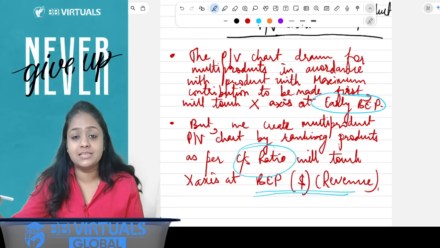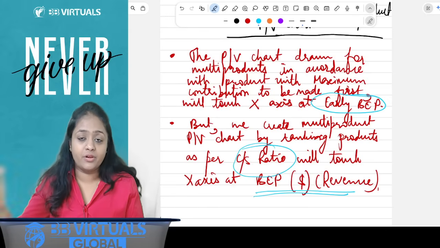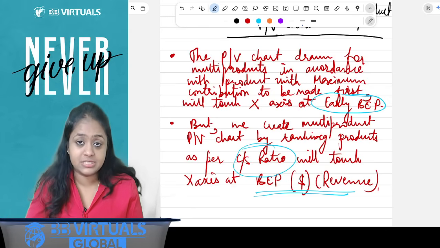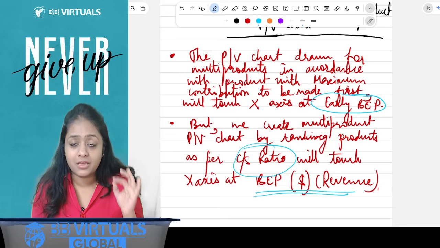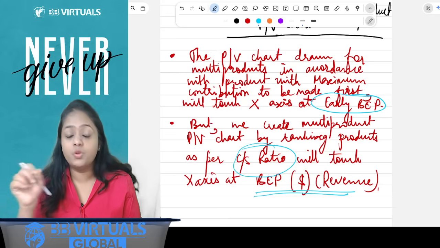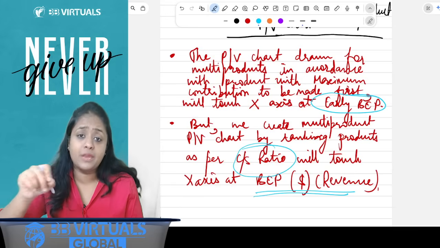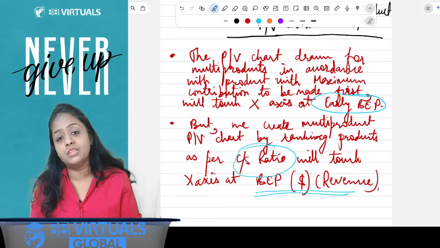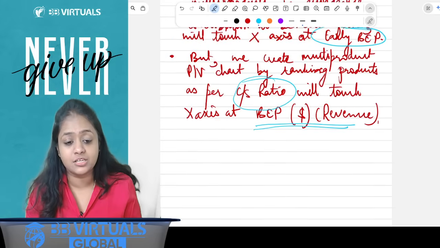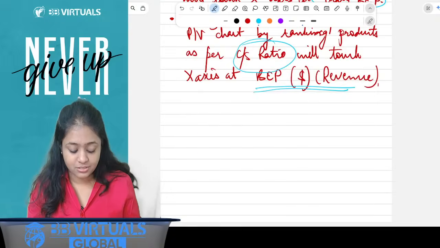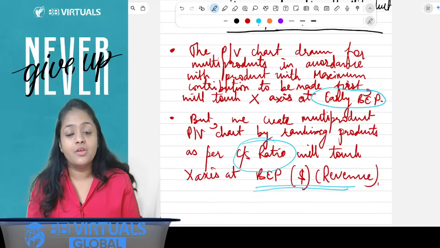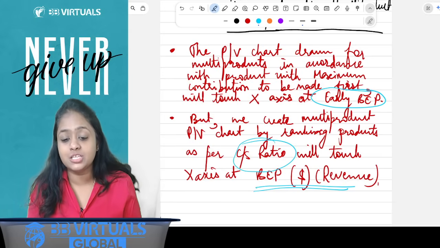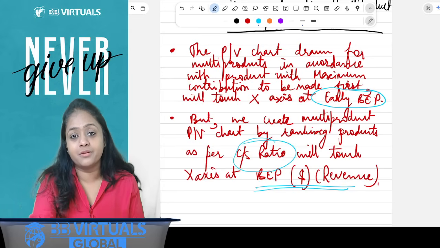On the x-axis, you may have the revenue figure. So on the x-axis, it will touch the break-even point at the correct revenue figure. So you will always get your answer with the perfect break-even point in revenue if you rank the products as per the CS ratio, the individual CS ratios. Okay, I hope I'm very clear till this point. Let's go to the next topic.